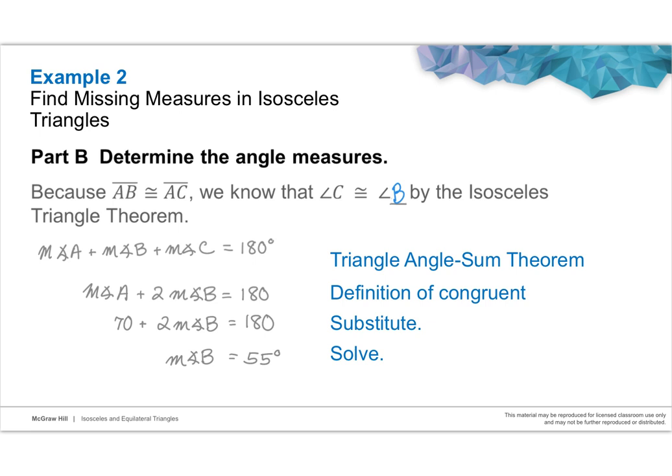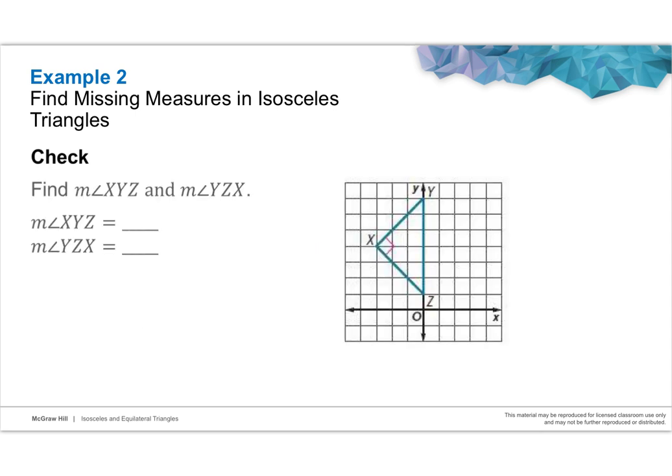We're going to substitute in the value for the measure of angle A, which we know from the diagram, which is 70. And then when we do some quick subtraction, of course, we get 2 times the measure of angle B equals 110. And then divide, and we get 55 degrees. Take a pause on the video here and see if you can find the missing angle measures for the triangle that is graphed for you on the coordinate plane here.